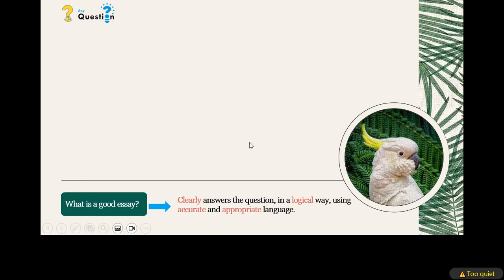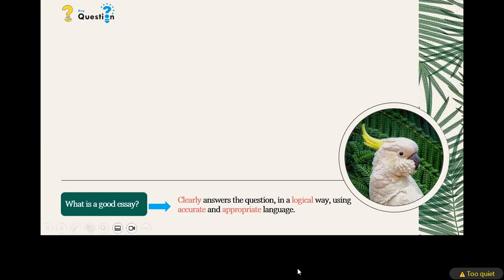A logical way is the way you organize the information into a structure. The structure could be the introduction, main body, and then the conclusion. That's what you call a structure. And it should answer the question in a logical way. This means that the examiner can understand your ideas and how you unfold information. And then you should use accurate and appropriate language. Accurate language means that you should make as few mistakes as possible. Do not make a lot of mistakes.